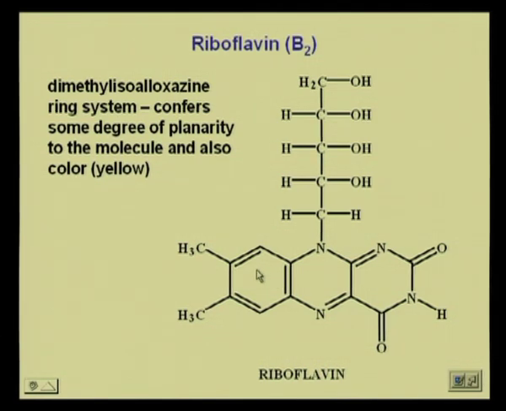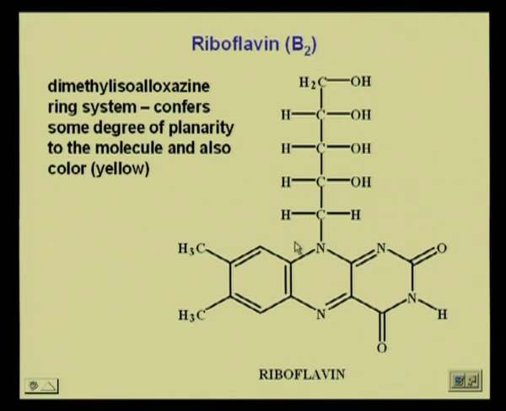It imparts some planarity to the molecule, and because of the large number of nitrogen atoms here, it also has a yellowish color to it. So, this is what is called your dimethyl isoalloxazine ring system, and this is your riboflavin. This is the vitamin. Now, what do we have to do to the vitamin to get it to act?